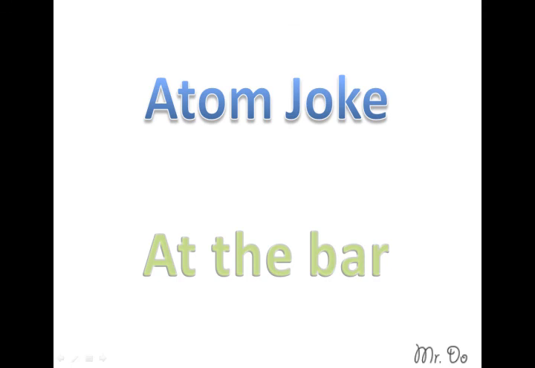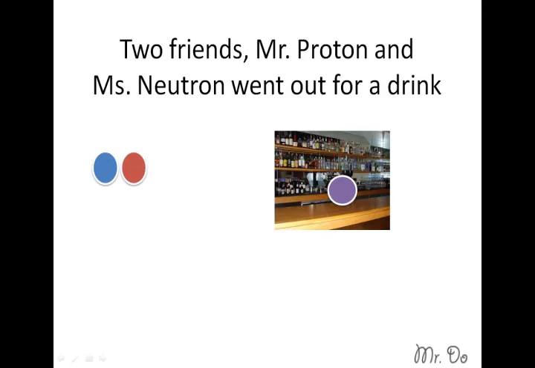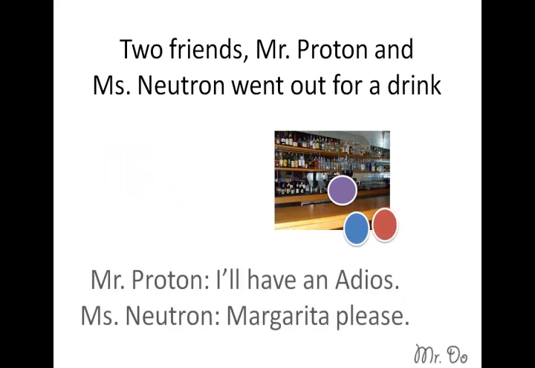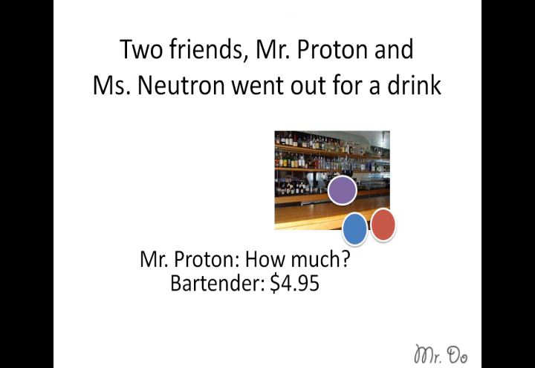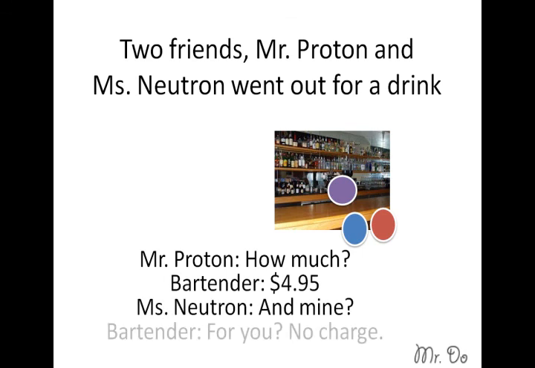Atom joke. At the bar, two friends, Mr. Proton and Miss Neutron, went out for a drink. Mr. Proton: I'll have an Adios. Miss Neutron: Margarita please. How much? $4.95 for you. And mine? For you, no charge.